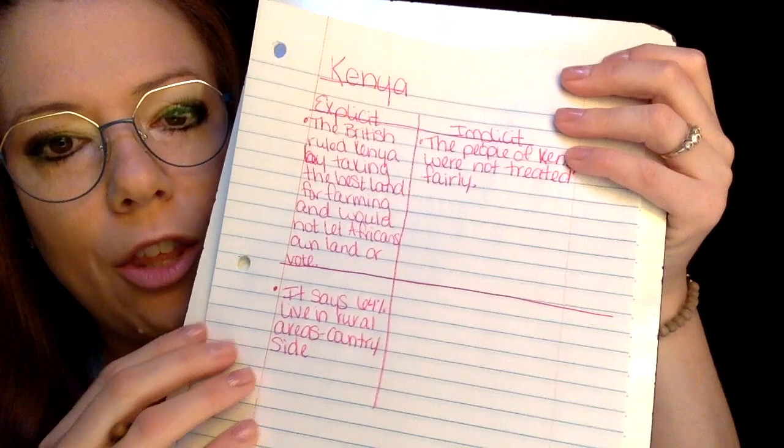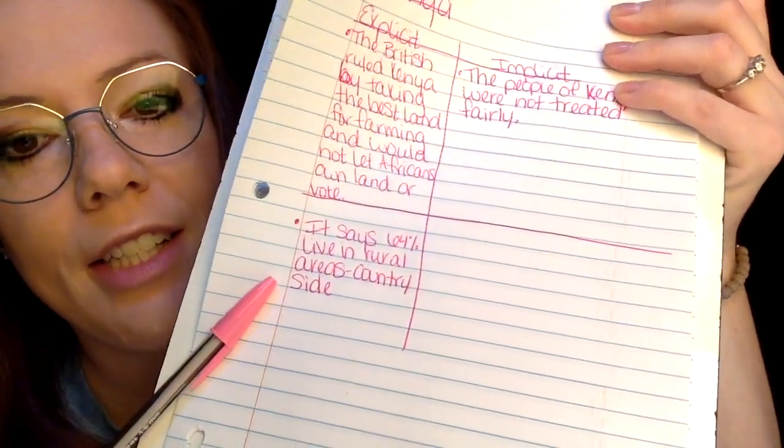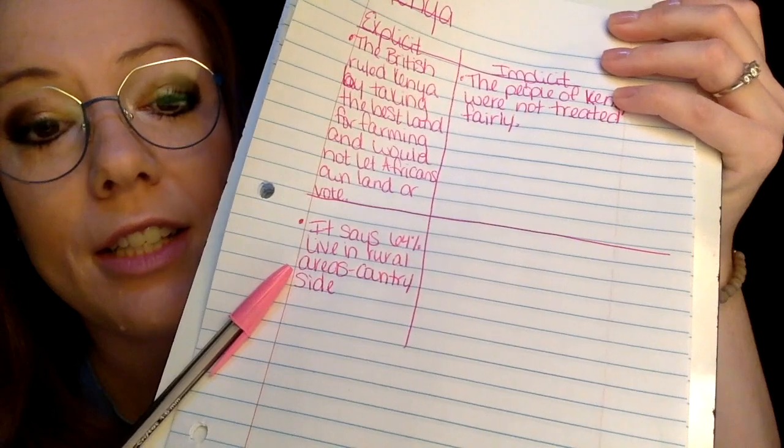So for explicit, I'm going to draw a line to keep my stuff separated. For explicit here, I'm going to write, the text literally says, 64% live in rural areas, which is, we know, thanks to third grade, countryside. Okay, so I drew a line to keep my thoughts separated, and I wrote here, and you might want to pause it, it says 64% live in rural areas, and that is the countryside.